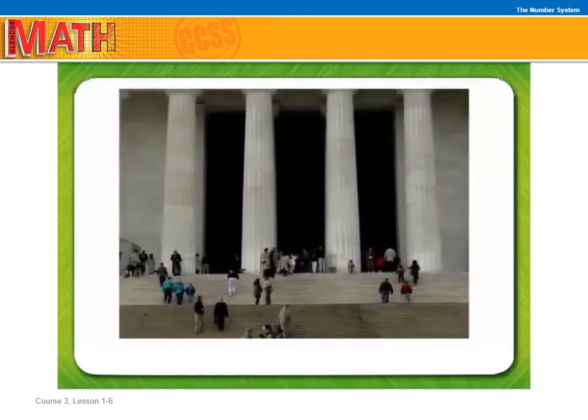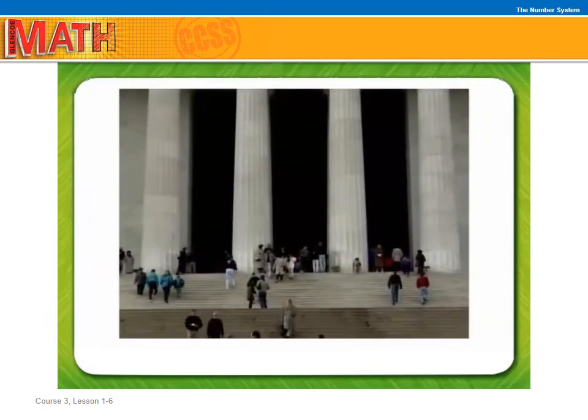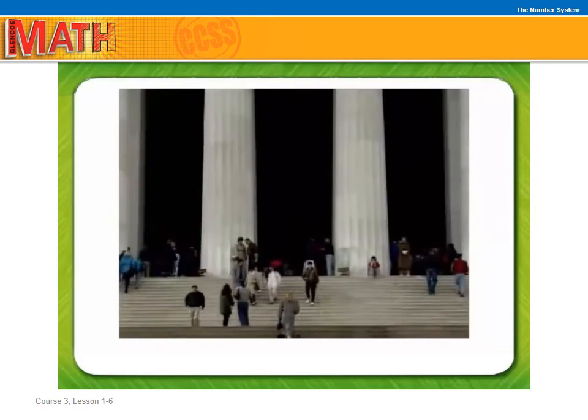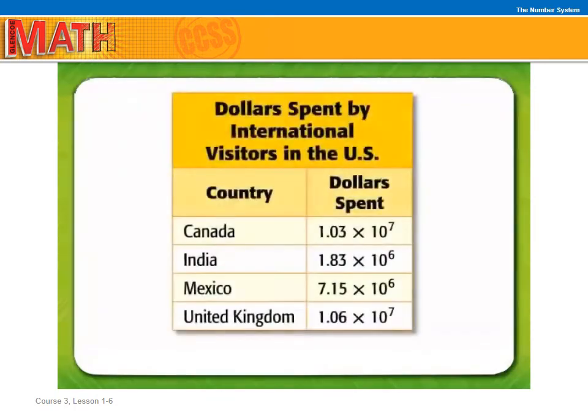International travel to the United States is big business. So big, we can use numbers written in scientific notation to describe it. The table shows the amount of money spent by international visitors in a recent year. Order the countries in the table according to the amount of money visitors spent, from greatest to least.